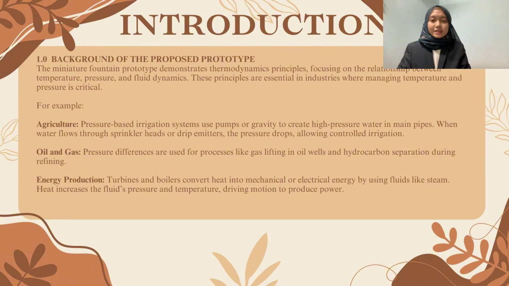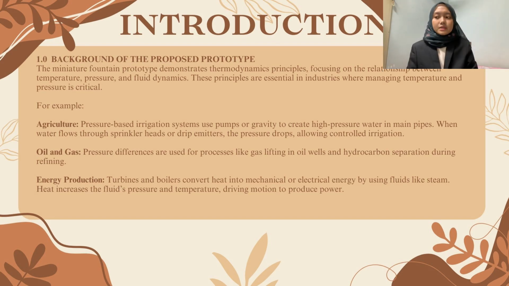This is essential in industry where managing temperature and pressure is crucial for efficient operation. For example, in agriculture, pressure-based irrigation systems use pumps or gravity to create high pressure in the main pipes. When water flows through the sprinkler head or drip emitters, the pressure drops, allowing controlled irrigation. Next example is oil and gas. Pressure differences are used in processes like gas lifting in oil wells and hydrocarbon separation during refining.